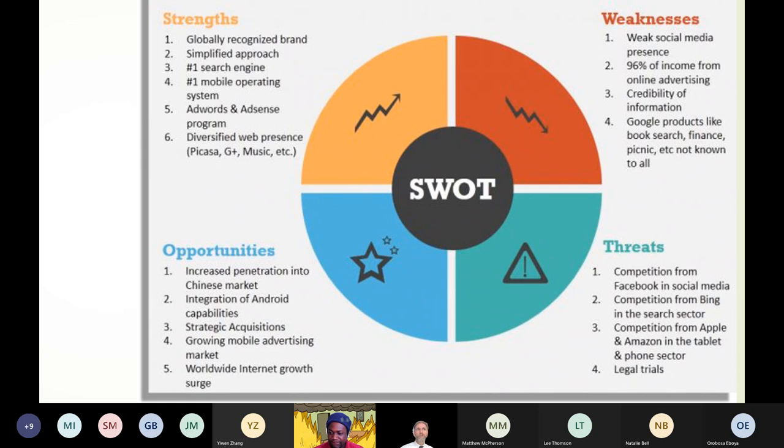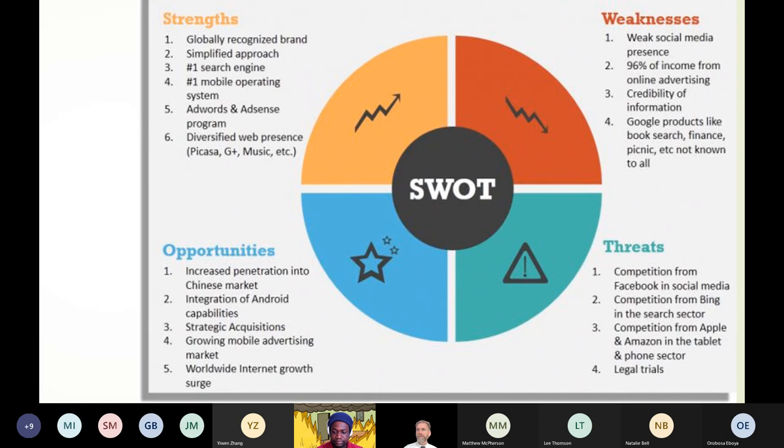A strength of Google: Picasa, G+, and Google Music. None of those exist anymore. A weakness: 96% of income from online advertising. Well, yeah, it is a weakness, and you want to diversify revenue, but Alphabet, and Google is now part of the Alphabet group, their revenue went up and they made $40 billion from online advertising. So, you know, I could cope with that kind of weakness. It is good to try and diversify, but it's nice to bring in stuff.